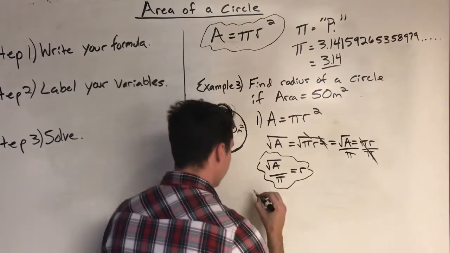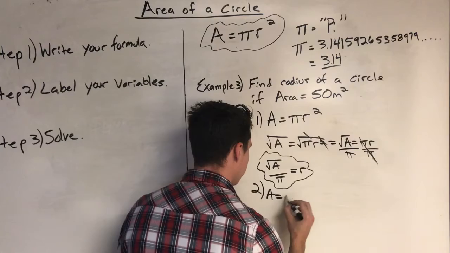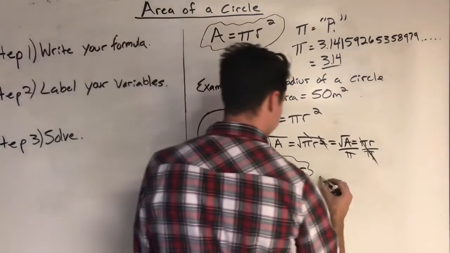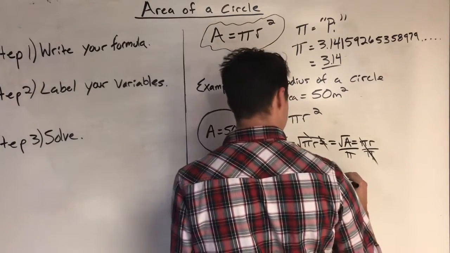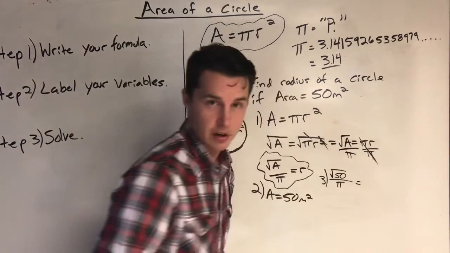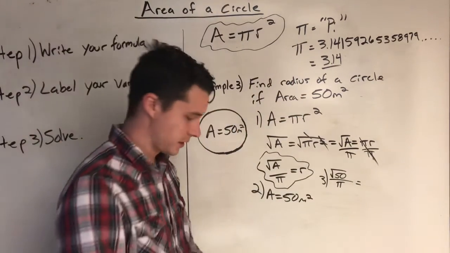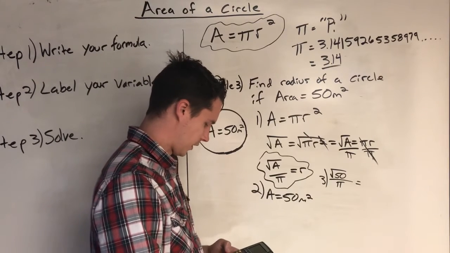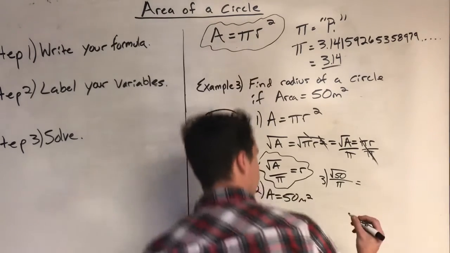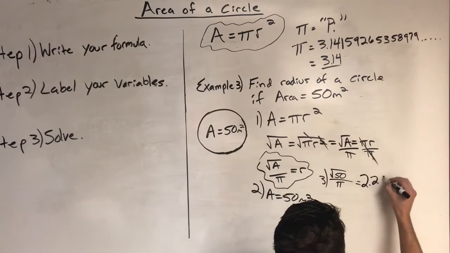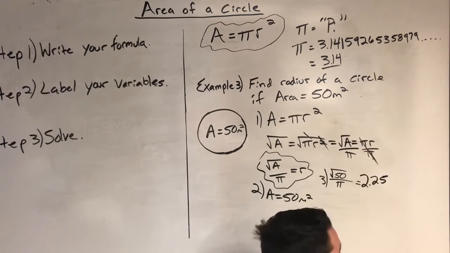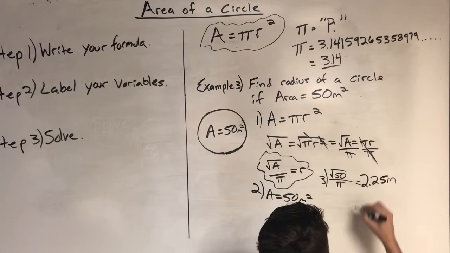So what was our known? Let's label that variable. A was equal to 50 meters squared. So let's just plug in and solve. We'll have the square root of 50 divided by pi, which gives us our answer. If we put the square root of 50 divided by pi into the calculator, we get 2.25. Now what was the unit here? We had meters squared, so we have to stay with meters, and it's just going to be 2.25 meters.